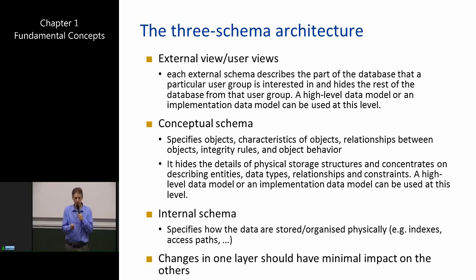A key advantage of using that three-level architecture is independence. So we want to make sure that changes in one layer should only have minimal impact on all the other layers. So if we make changes in the physical layer, we want to make sure it has almost no impact on the conceptual or external layer. If we make changes at the conceptual layer, it should have no impact on the external or view layer. So that's what you want to aim for.